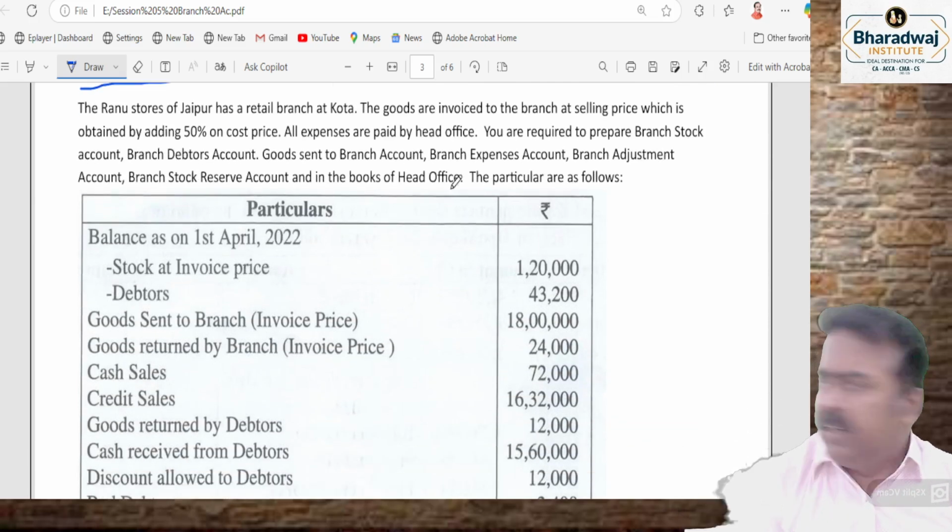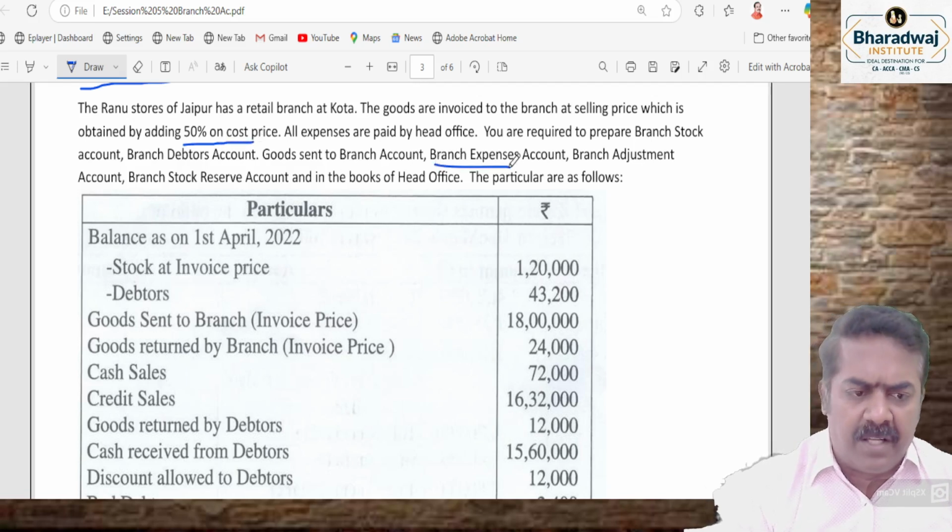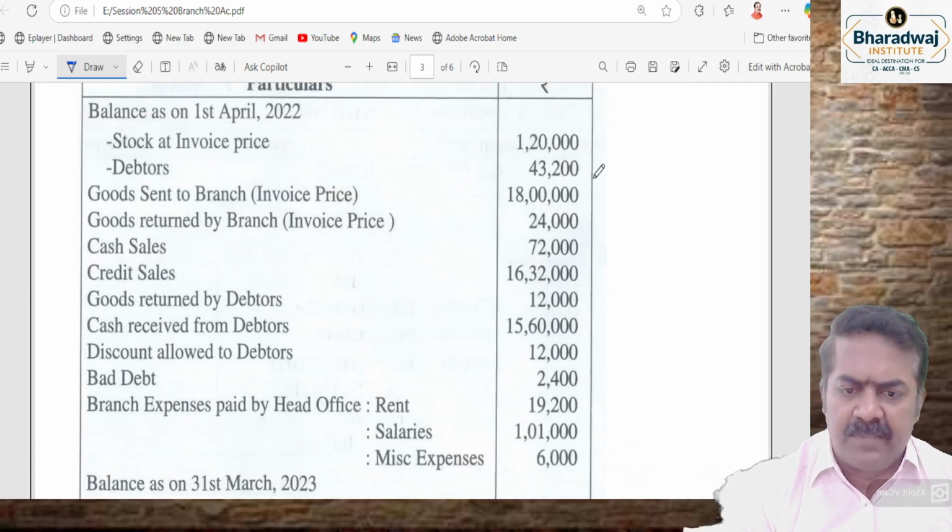You can find goods are invoiced at selling price by adding 50% of cost price. They ask you to prepare the branch expense account, branch adjustment account, and branch stock account. Everything is asked, in the books of the head office.